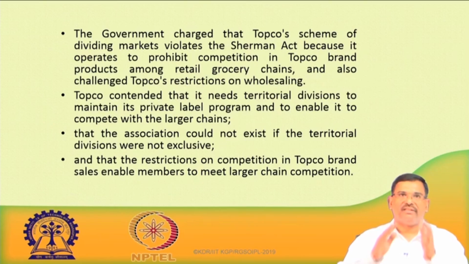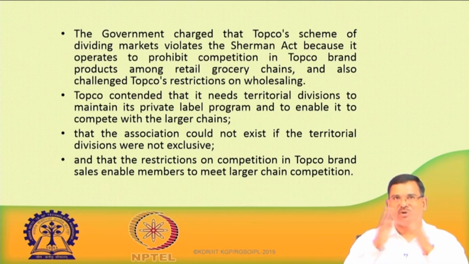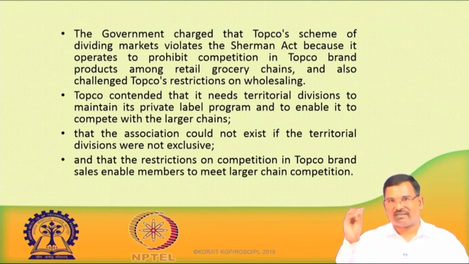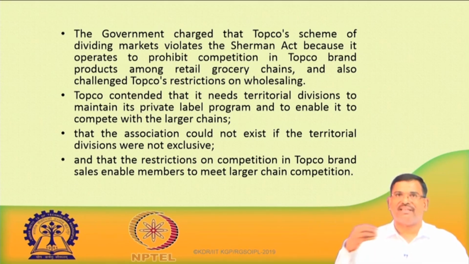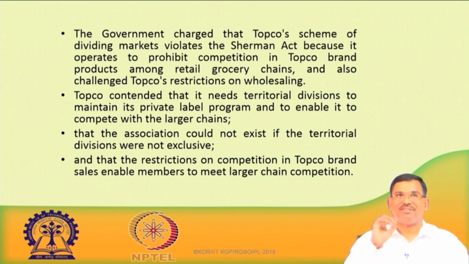Here, see, dividing markets. The government alleged that dividing the market was violative of the Sherman Act, because it prohibits competition in Topco brand products among grocery items. No person can enter this particular Topco grocery business where there is already a Topco shop, until Topco gives permission. And there are restrictions on retail as well as wholesale business. So, this is a violation of the Sherman Act.